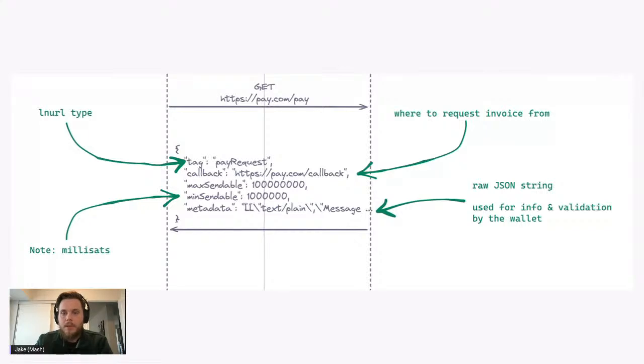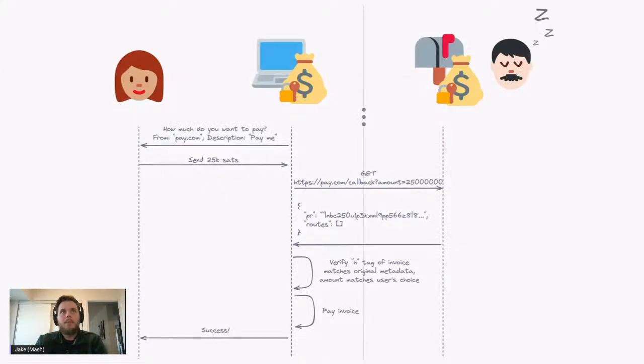So what happens once the sender's wallet actually has this JSON and they know what the callback is, the parameters that are available to them, and the ranges? They're going to prompt the user and ask, hey, how much do you actually want to pay the receiver? They need to show the domain, so it's from pay.com, and the description that came along with it, which was in that metadata blob. So the user will read that and make sure everything's good. Maybe there are some images with the logo or something. They're happy with it, and they decide to send the 25,000 sats that they had wanted to send originally.